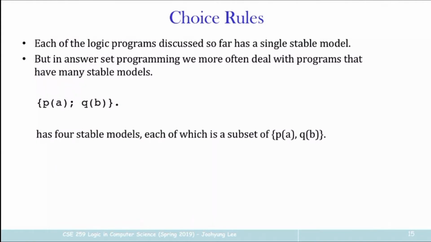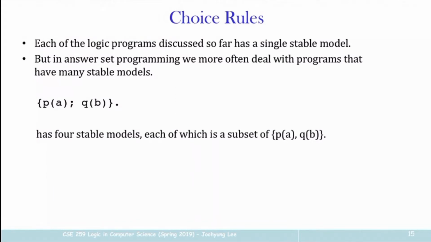Now, what is the intuitive reading of this rule? This rule is saying, choose arbitrarily among the elements of this set. So you can either choose P of A or not. So there are 2 choices. And Q of B, you can choose Q of B or not. So there are 2 choices. So there are 2 times 2 choices possible when you select some members from this set.